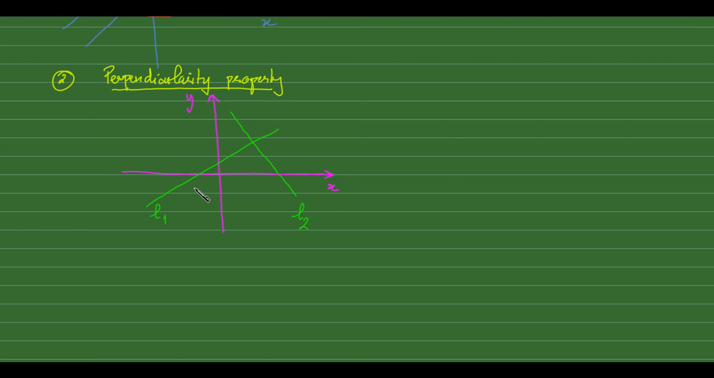And I say that these two lines here are perpendicular, so the angle is 90 degrees. All right. So what do we have out of it? Given L1 perpendicular, so this is the symbol for perpendicular, L2, then the product of the slope of L1 and L2 is equal to -1.